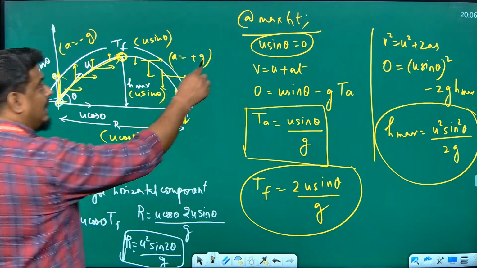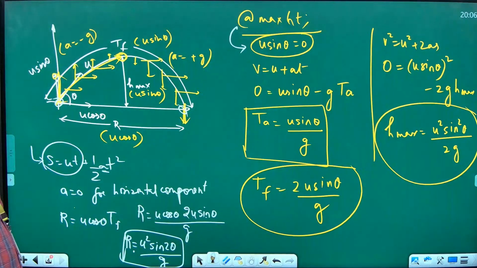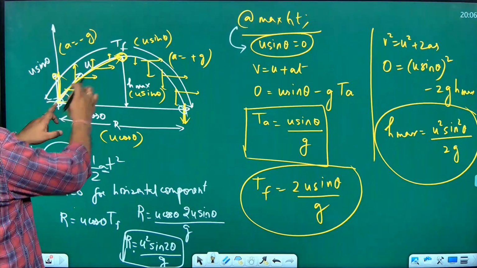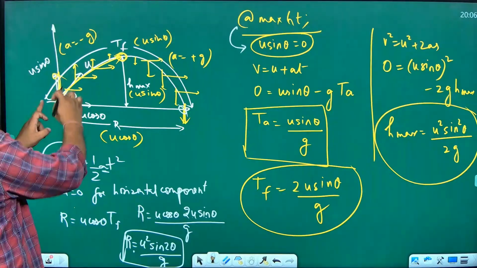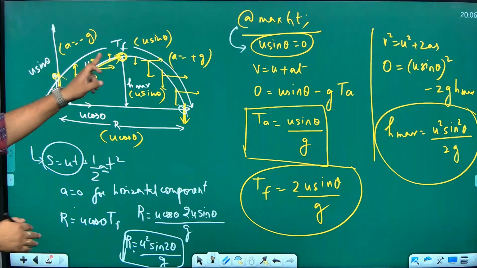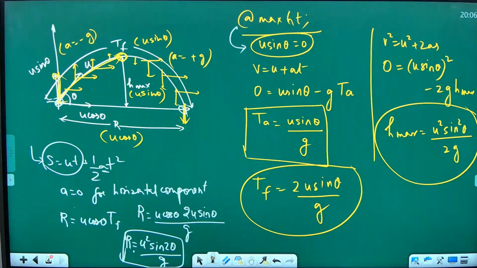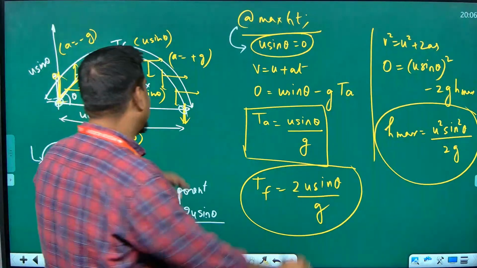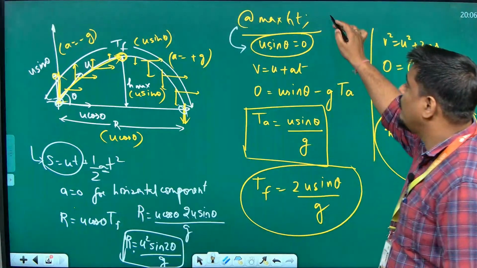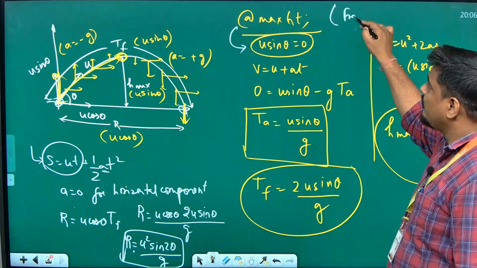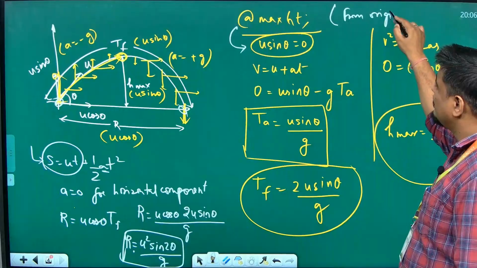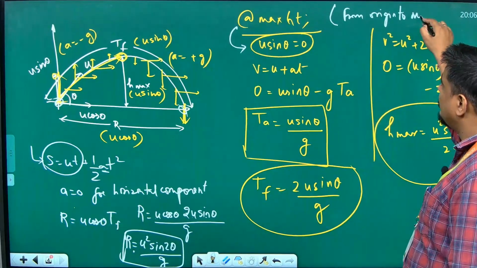Yeah, this is only the final velocity, for I am taking only from this point to this point. Initial velocity u sin theta, final velocity is 0. If I take from here to here, initial velocity will be u sin theta and final velocity will be 0. This derivation I have done, no? This I have taken only from where to where? From origin to maximum height.